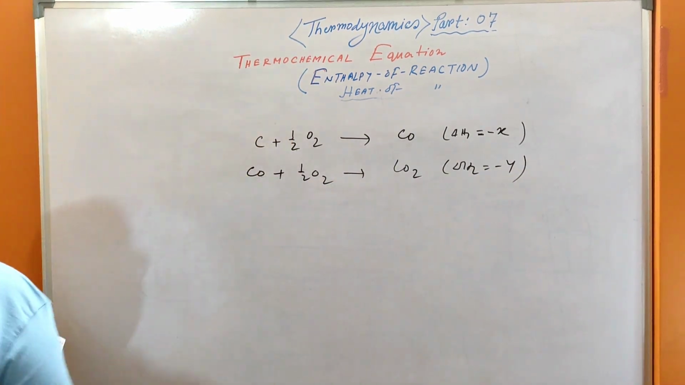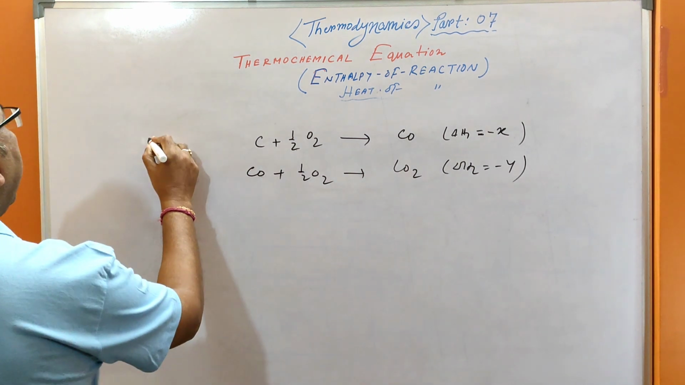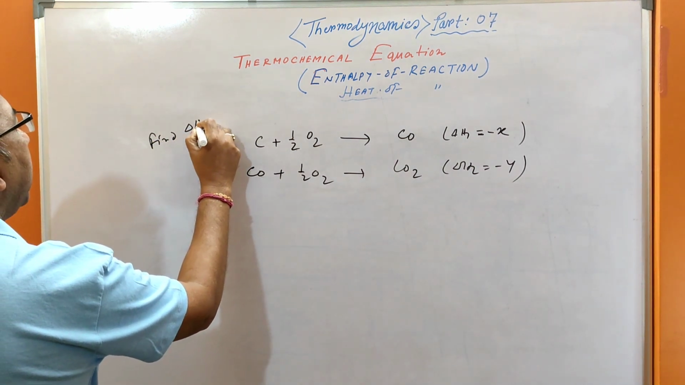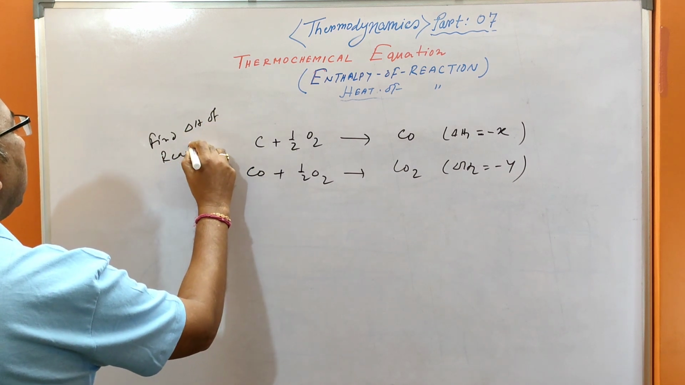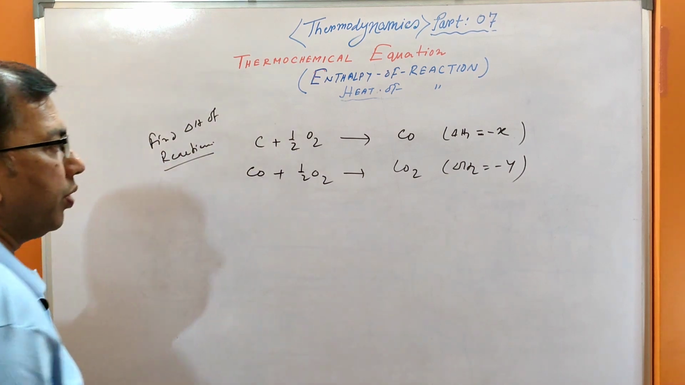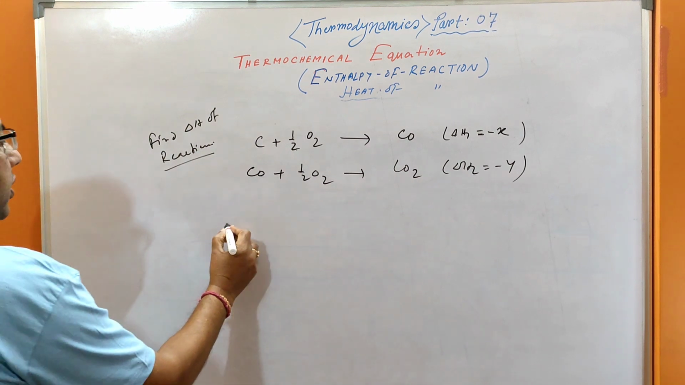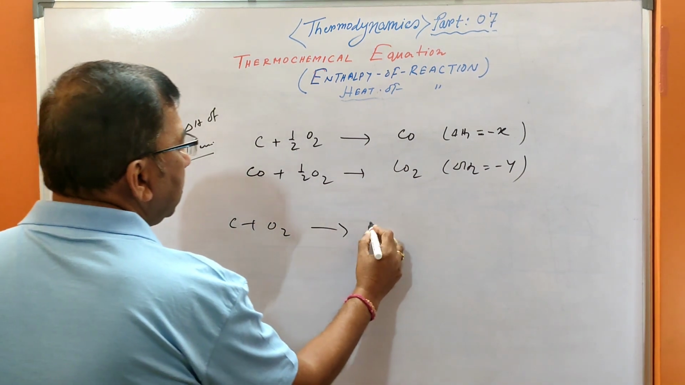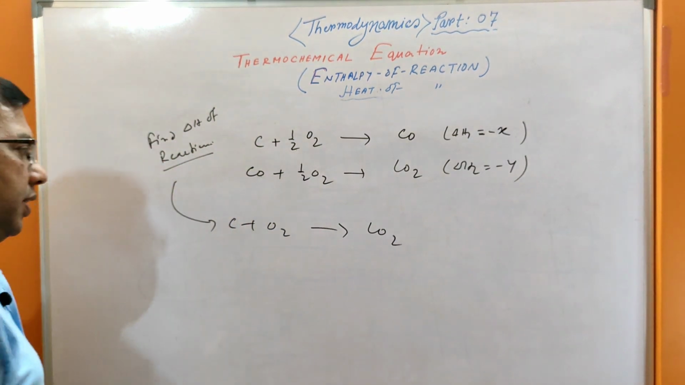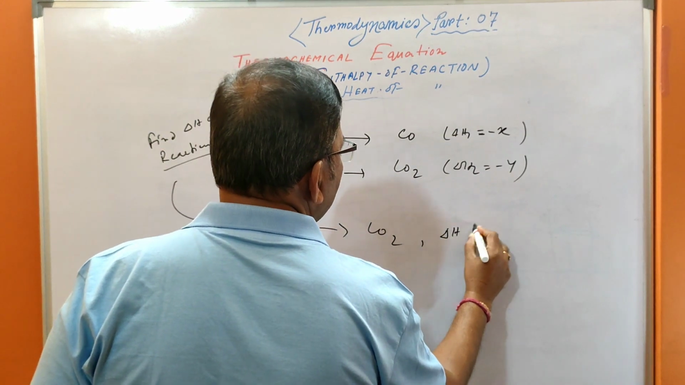Okay, so here, find delta H of reaction. How will you find? Easy thing. Delta H of C plus O2 gives CO2. We know C plus O2 equals CO2. This is the reaction, and iska delta H nikalna hai. C plus O2 equals CO2. Isko delta H tumko nikalna hai.